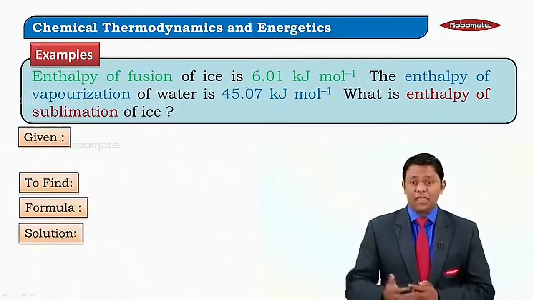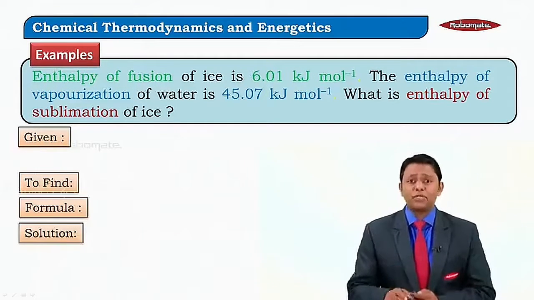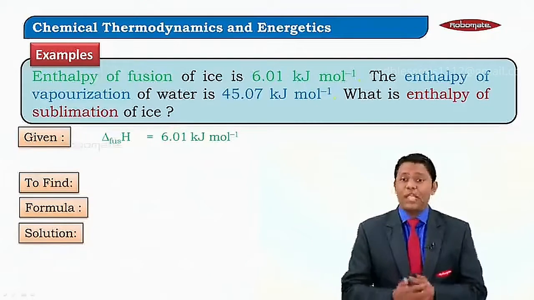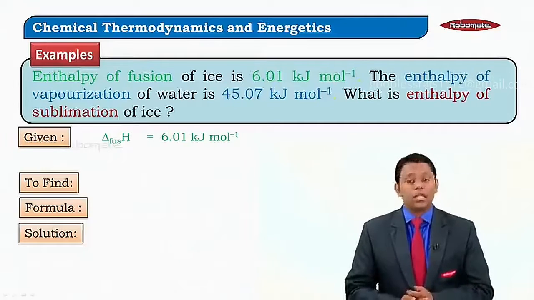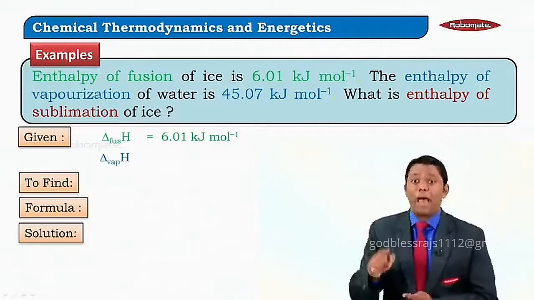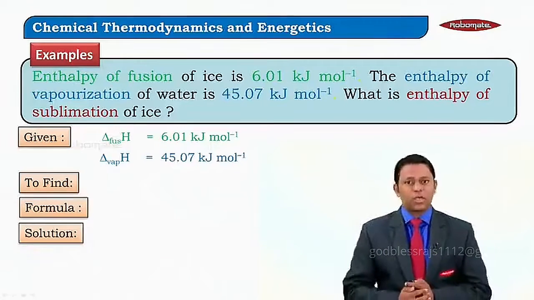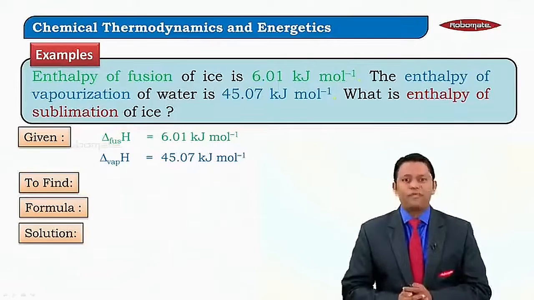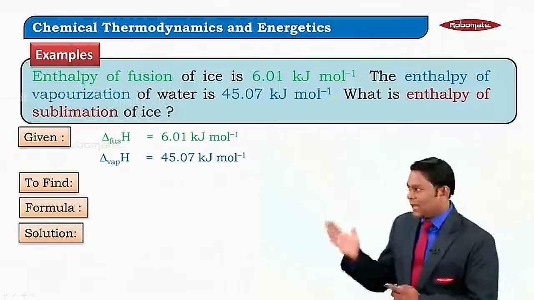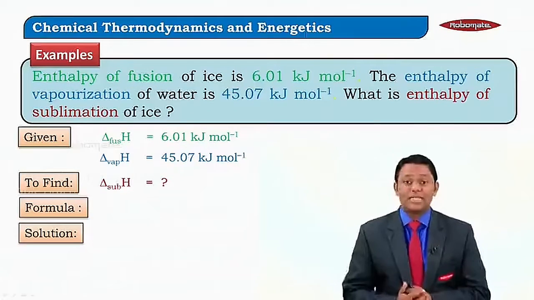That means in the given data, enthalpy of fusion, that is delta H of fus, is given. The value is 6.01 kilojoule per mole. Enthalpy of vaporization, that is delta H of vap, is also given. That is plus 45.07 kilojoule per mole. And we have been told to calculate enthalpy of sublimation, that is delta H of sub.